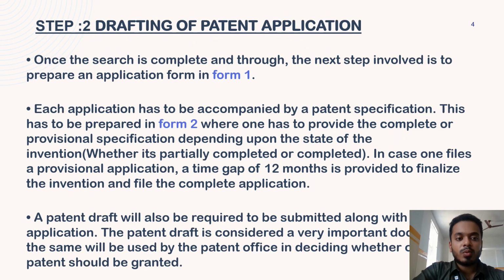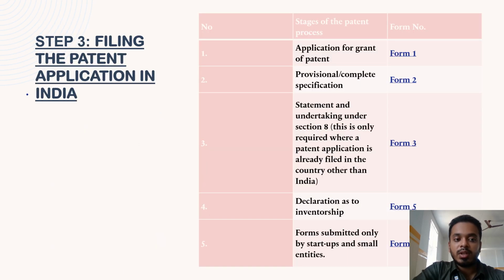The second step involves drafting of the patent application. Once the search is complete and thorough, the next step is to prepare an application form in Form 1. And each application has to be accompanied by a patent specification. This has to be prepared in Form 2. So we'll be seeing what are all the forms that need to be filled in applying for a patent. That comes under Step 3.